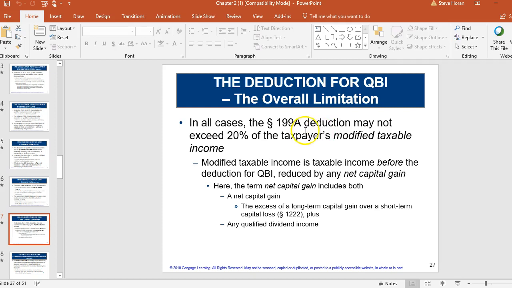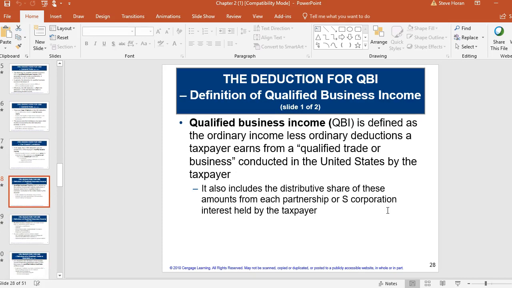In all cases, the Section 199A deduction may not exceed 20% of modified income. Modified income is taxable income before the deduction for QBI, reduced by any net capital gain. Okay, so net capital gain is both net capital gain and the excess of long-term capital gain over short-term capital loss, plus any qualified dividend income. So there's a lot going on there. Just keep that in mind. Really, the whole rest of the chapter is all about QBI, so it's really important you read that. They give you lots of really good examples in the chapter too about what QBI is.